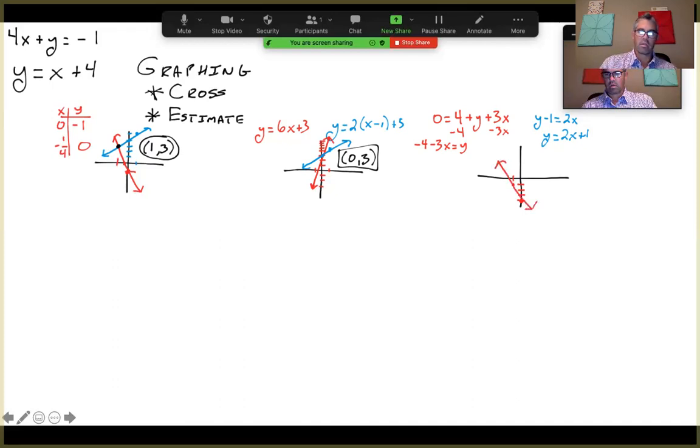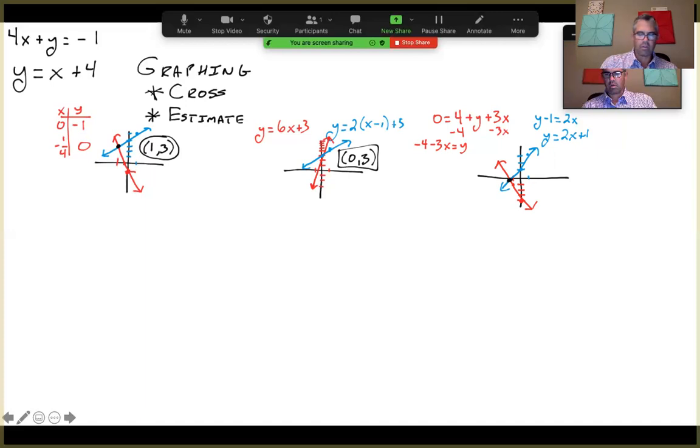The second equation has a y-intercept of 1 and a slope of 2. So I'll go up 2 and right 1. That line looks something like this. Obviously a sloppy line. These 2 points intersect here.